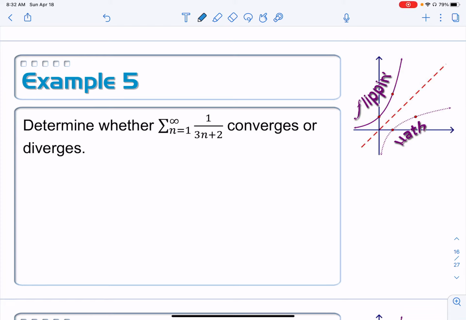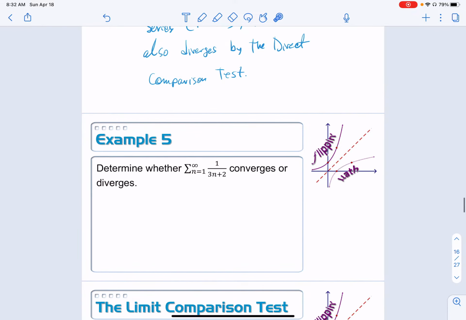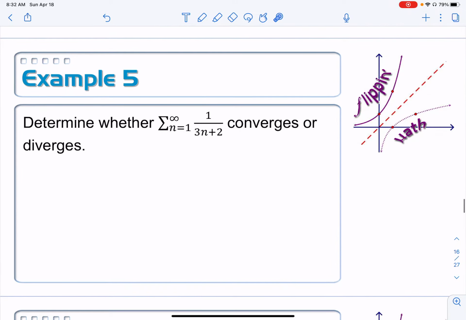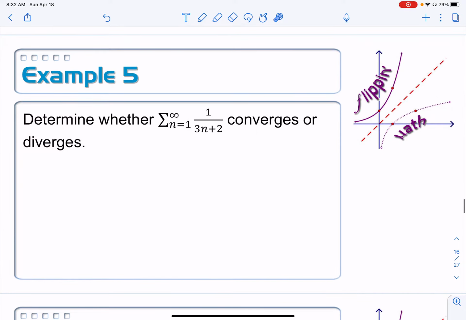Shall we do another example? Why not? We've been working with the direct comparison test, which is not as easy as p-series or geometric series, but it's not bad. It's not terrible. Okay, so remember what we do first: make sure these things are positive. Yeah, they're totally positive.